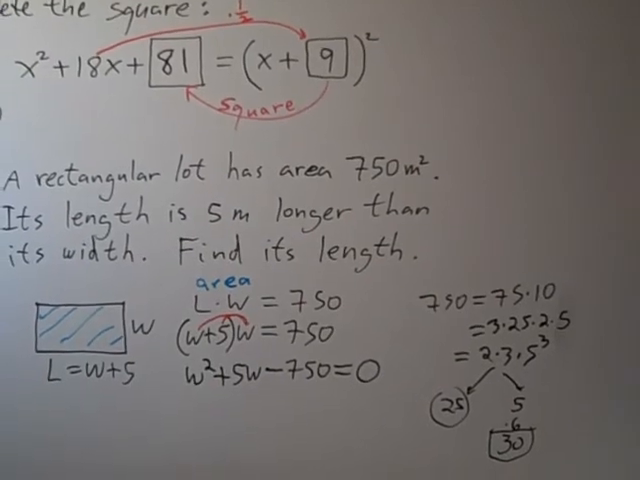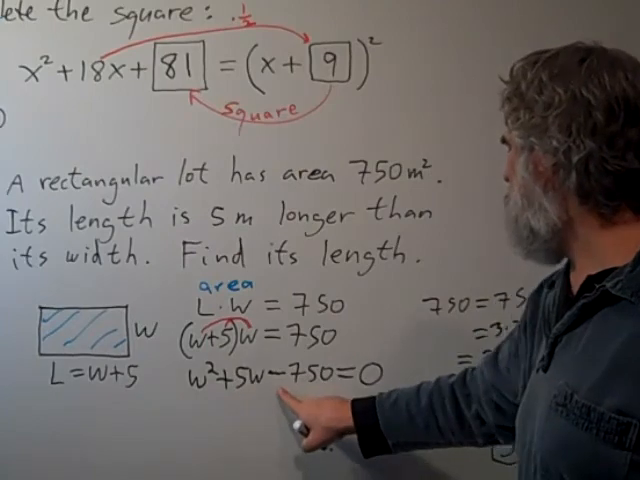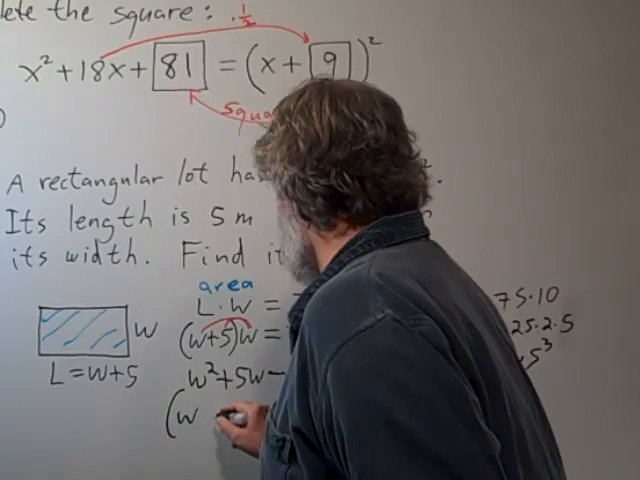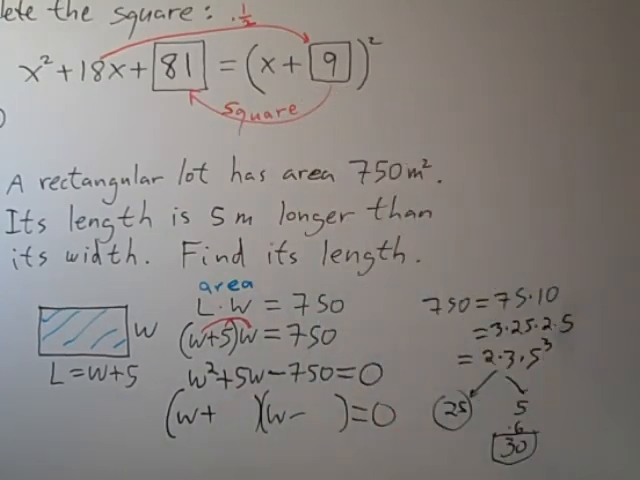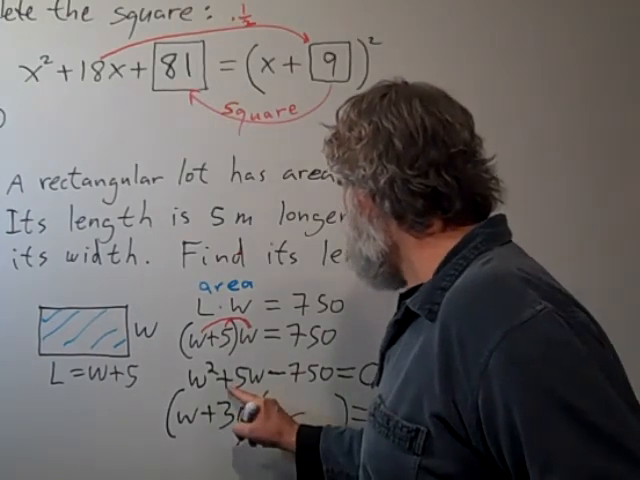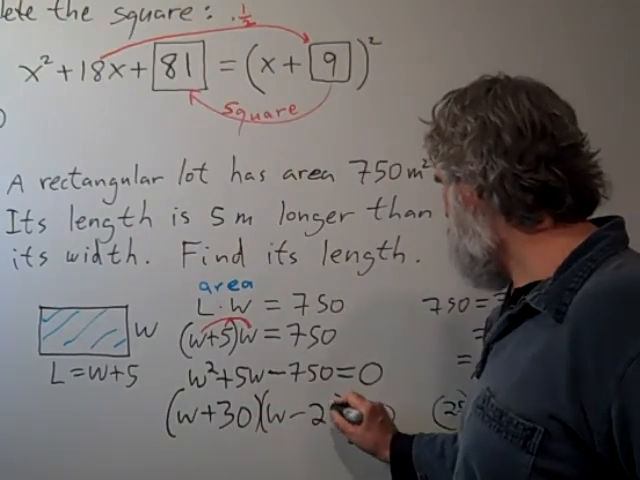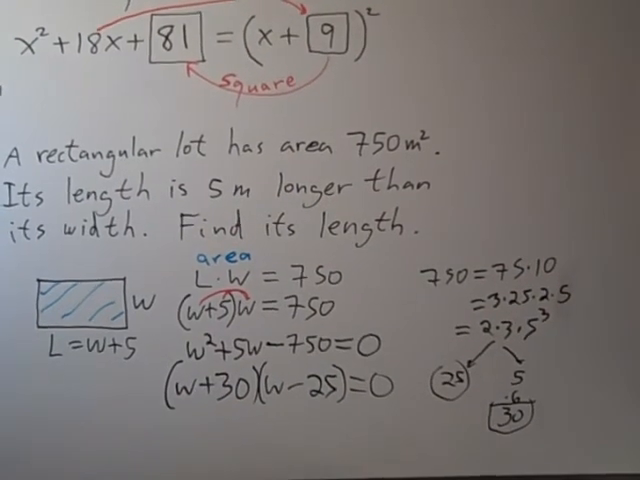If you prefer, you could just plug these numbers into the quadratic formula. A equals 1, B equals 5, and C equals negative 750. But I've just found that W plus something times W minus something equals 0, and the product is 750, and the difference is 5. So these are the numbers. The bigger number goes with the positive, because the middle term is positive, and 25 goes here.